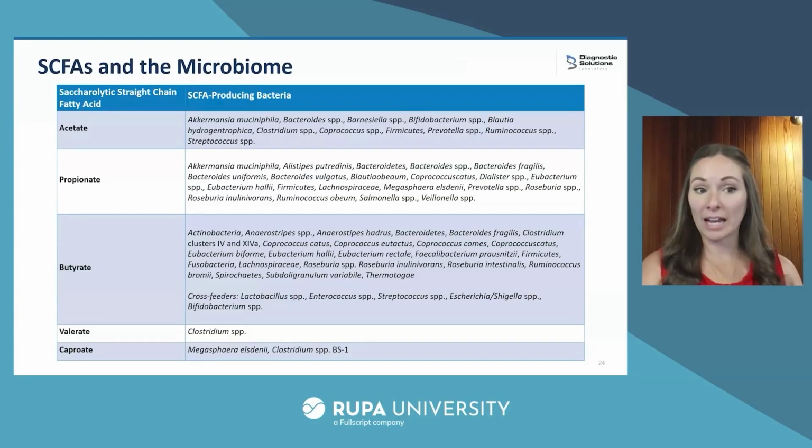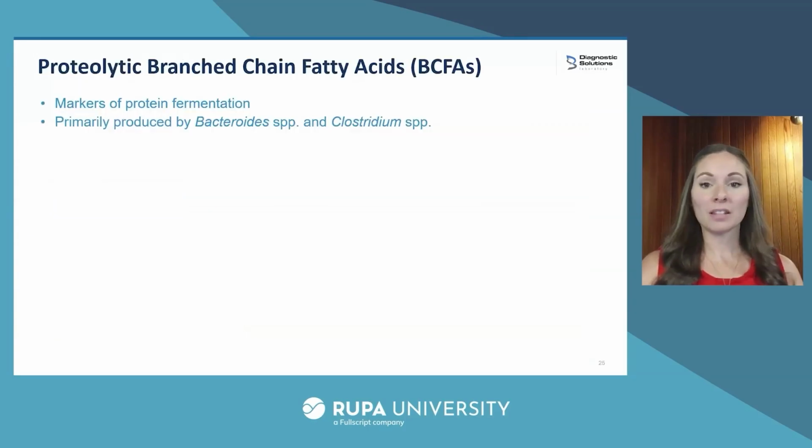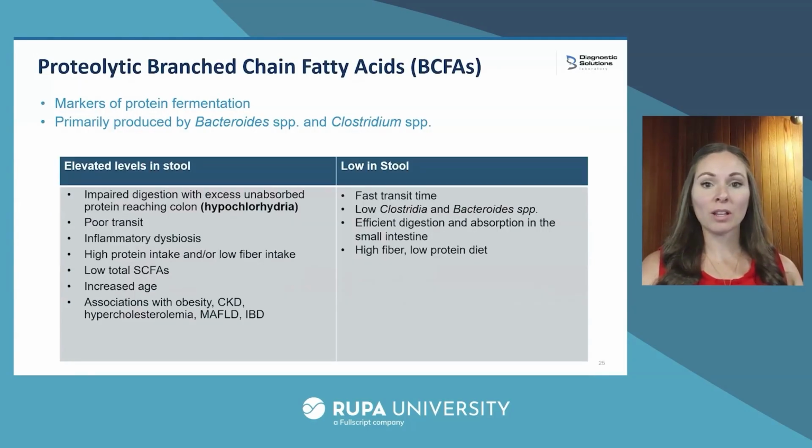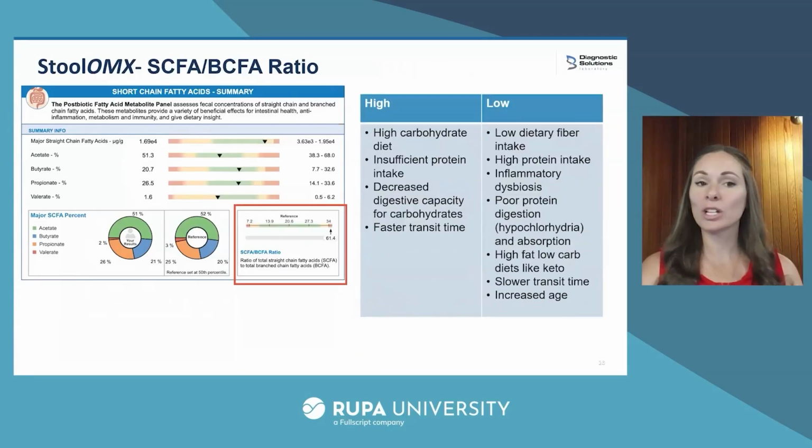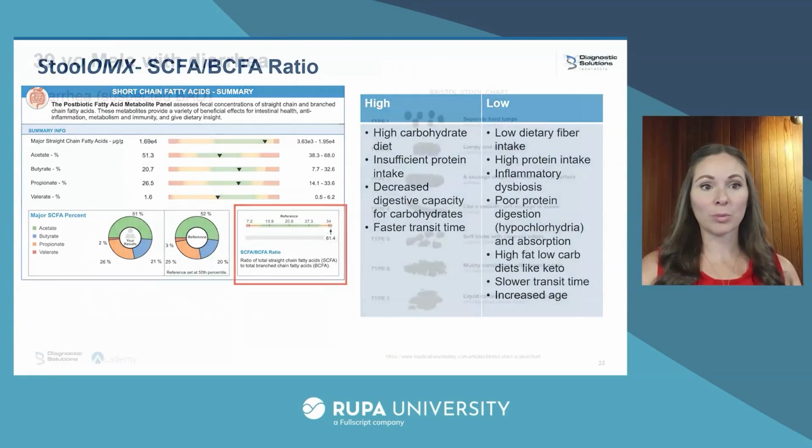straight chain fatty acids. So again, look at the amount of information about the microbiome we get based on who produces what. So we have, again, this reference slide for our branch chains when they're high or low. And then this is my last reference slide before we get into the case study and what is bile acid malabsorption. So this is looking at what do we want to think about if that straight chain to branch chain ratio is high or low. So let's get into the case study and bile acid malabsorption.